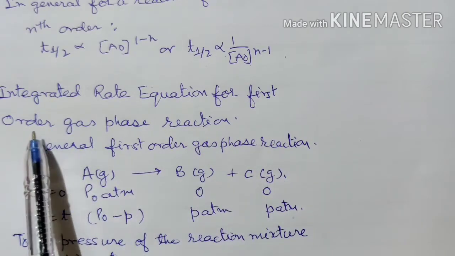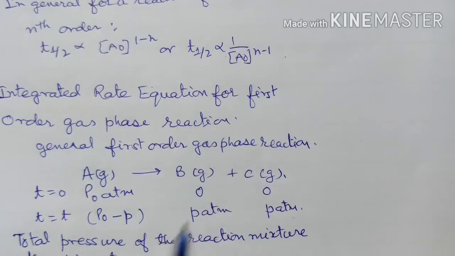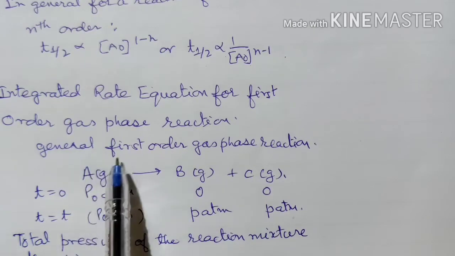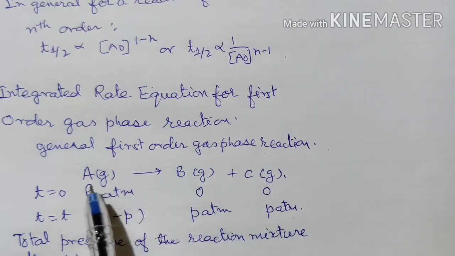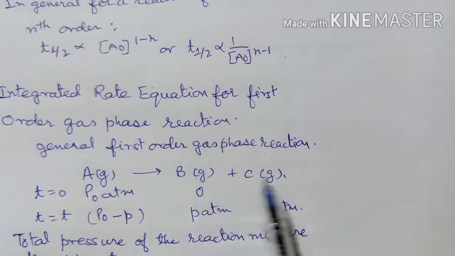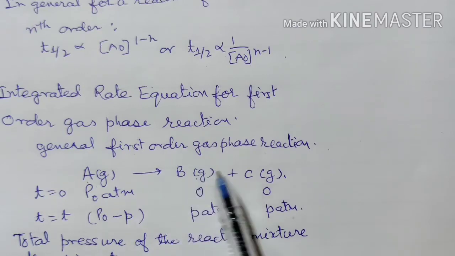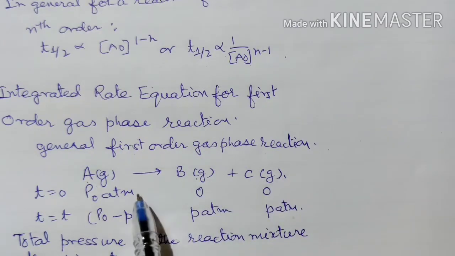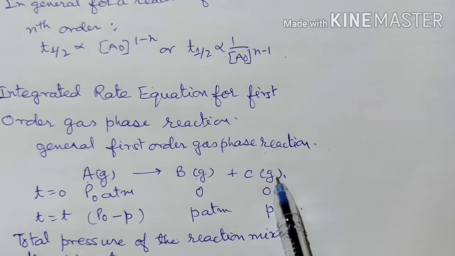So one example is a gas phase reaction, a general first order reaction in the gas phase. That is, A changes into B plus C. That means A is one reactant that will break down into B and C, and all are gases. A is a gas, B is also a gas and C is also a gas.